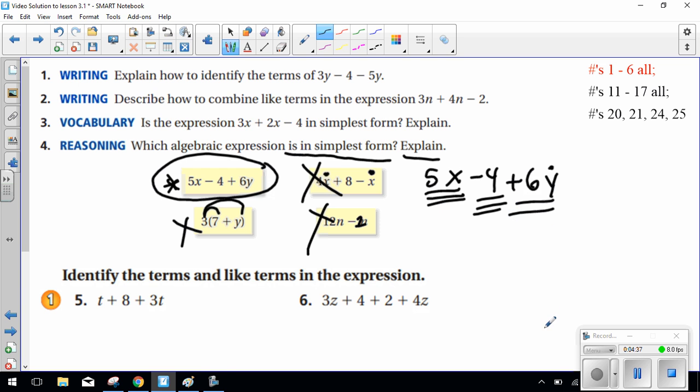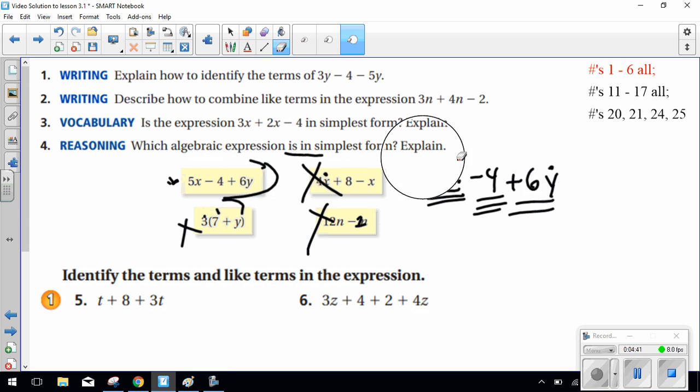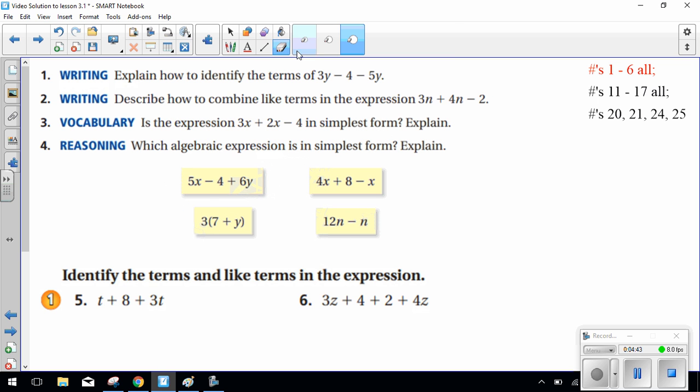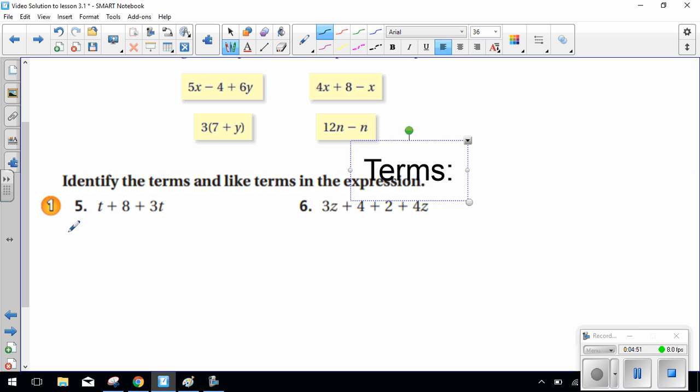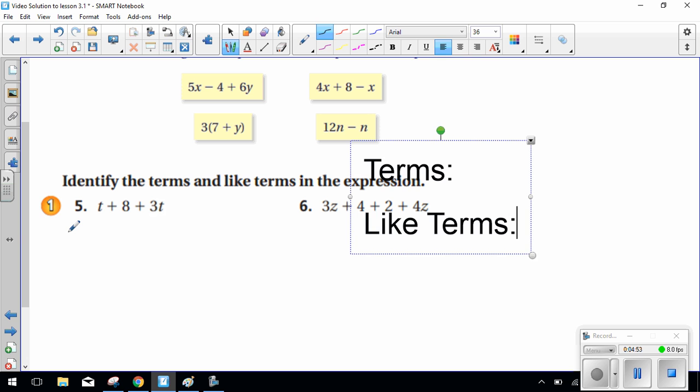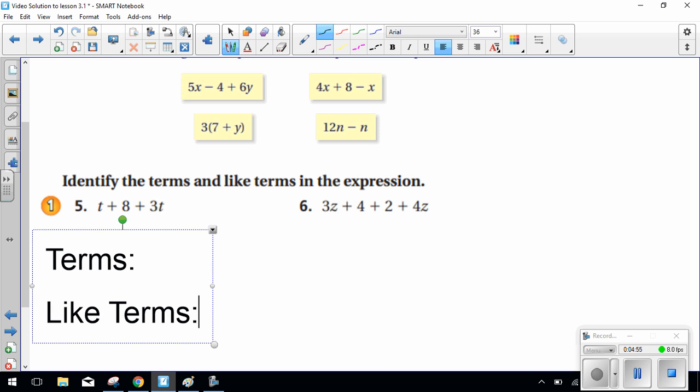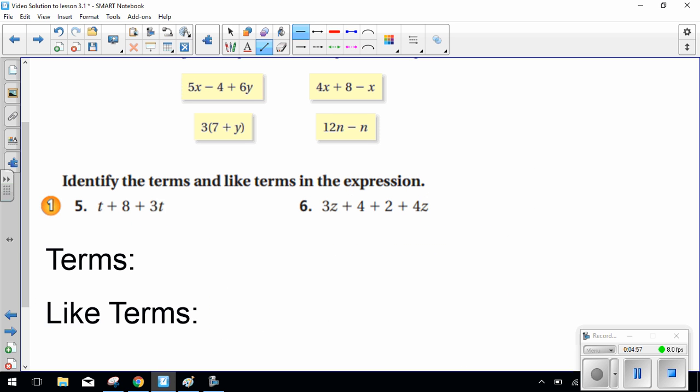All right, let's move on to number 5. Okay. So in number 5, it says identify the terms and like terms. So what I usually have students do, terms, like terms. Okay, let's get some lines in here. Terms, like terms. Okay, so why don't you set up your paper this way if you haven't done so already?